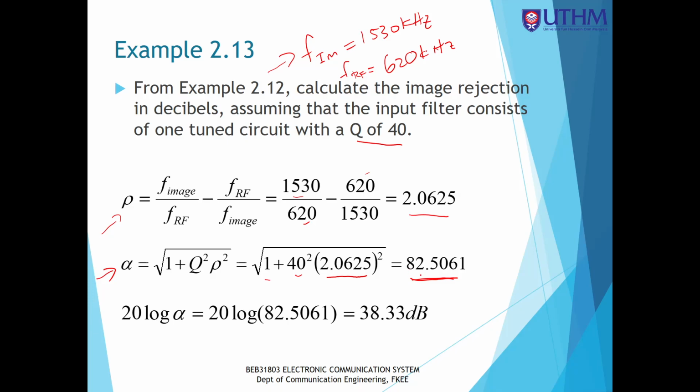Once we get the alpha parameter, we can find the alpha parameter in terms of decibel. That means we need to do 20 log alpha. So 20 log 82.5061 is equal to 38.33 decibel. So this is the image rejection ratio.